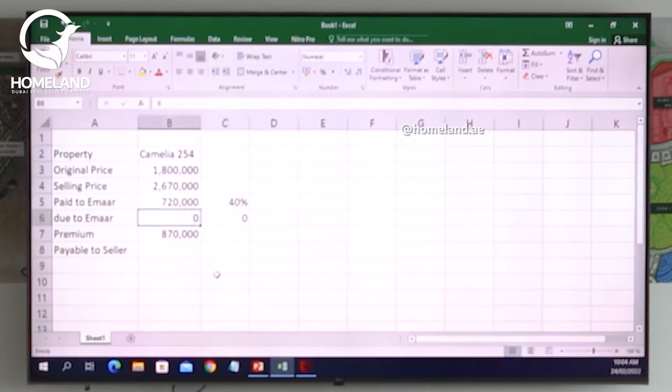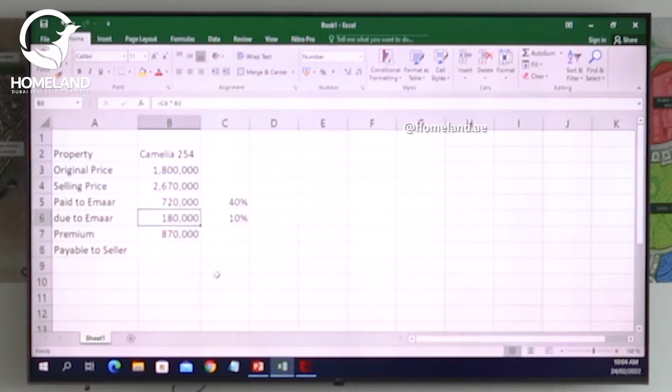Okay, yes. How much is due? 10% is due in 29 days. So this is 10% multiplied by original price. 180,000 is due now. Premium is selling price minus original price. Payable to seller is how much?